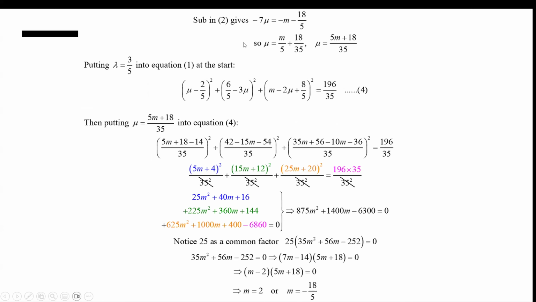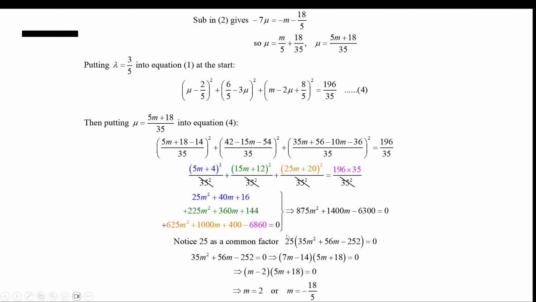And eventually you push this equation and lambda equals 3 over 5 into the first equation involving the distance. You need to square everything, so too much calculation. And eventually putting everything just in terms of m to cancel out the mu, it takes ages to recognize what actually happens here. It needs careful expansion of each perfect square. And you can see how large the numbers are: 875, 1400, minus 6,300 equals 0.